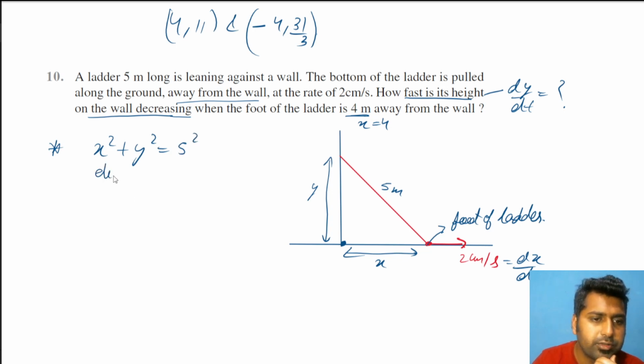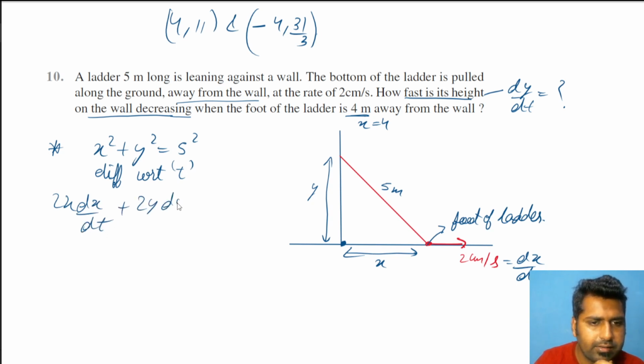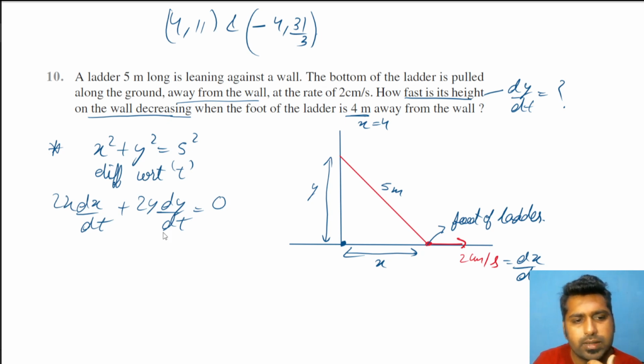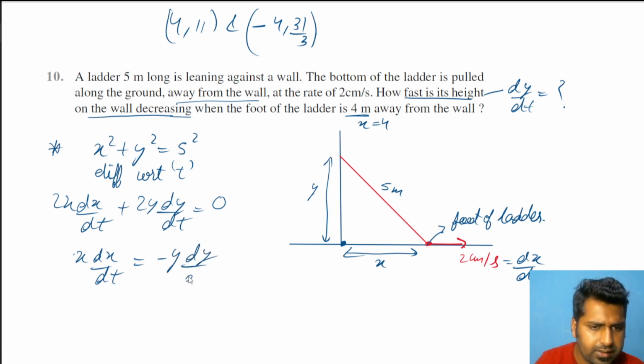Now you differentiate with respect to time. x square differentiation is 2x dx by dt, y square differentiation is 2y dy by dt, is equal to differentiation of 5 square, which is constant, so the differentiation becomes 0. So you can take 2 common and eliminate it. Effectively you get x dx by dt is equal to minus y dy by dt. Or put the negative here, whatever is needed.